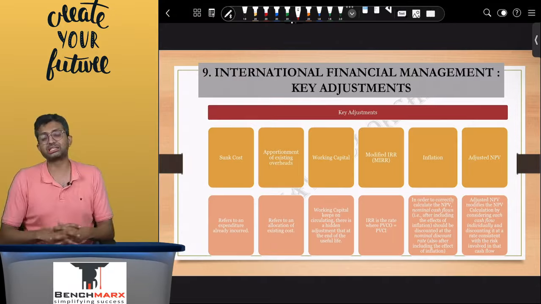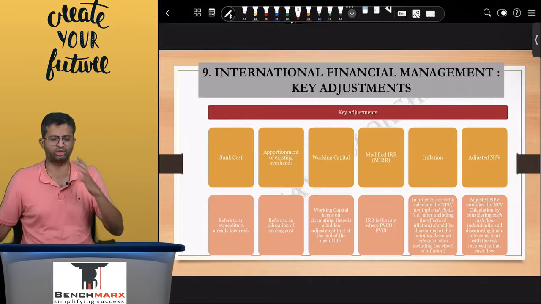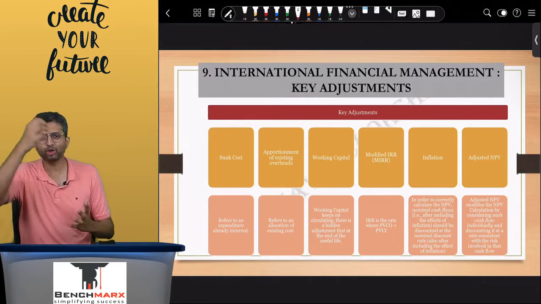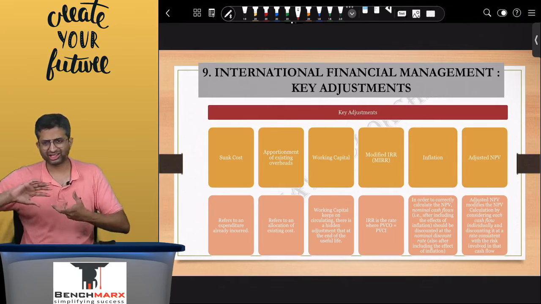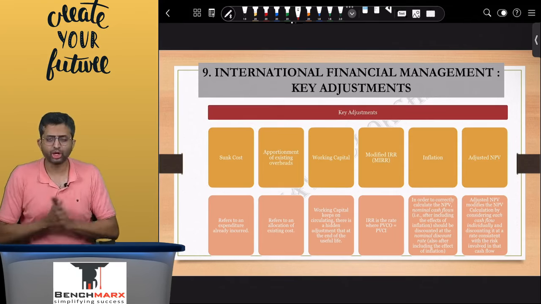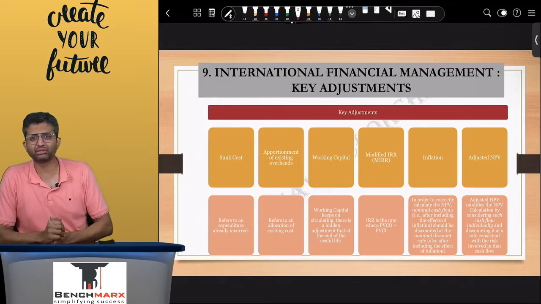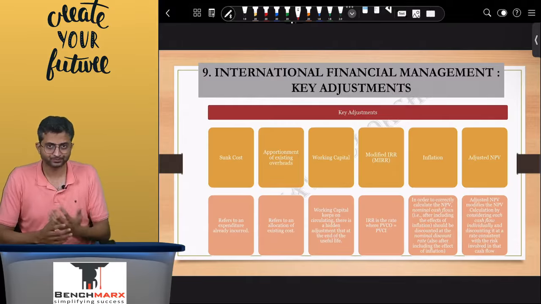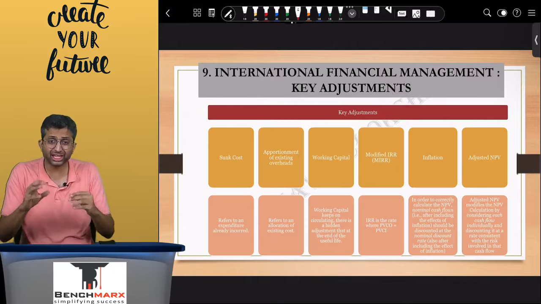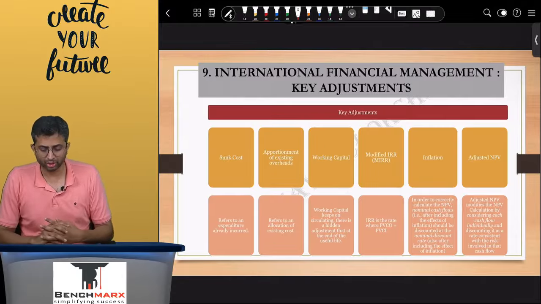Second, apportionment of existing overheads. If you have an existing factory or a common asset and you're just apportioning the overheads, if you take a new project, that apportionment ratio can change. But you're not spending a rupee more, and hence this is just an allocation. So, existing overheads which are allocated should be ignored.